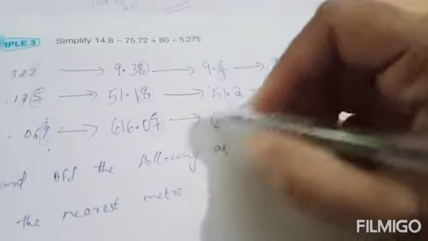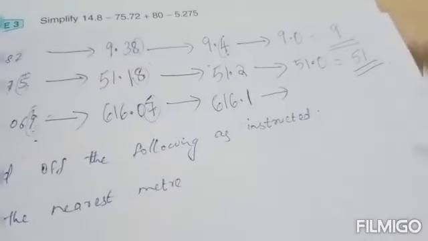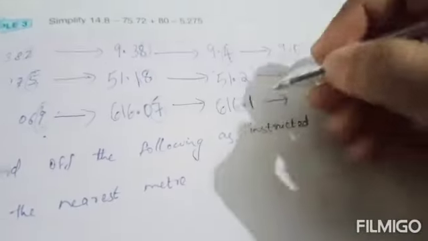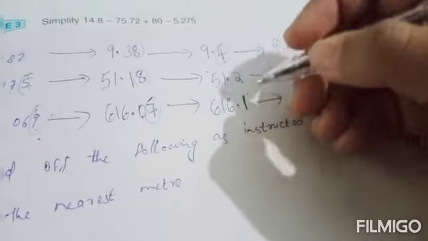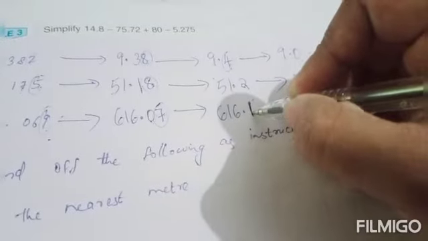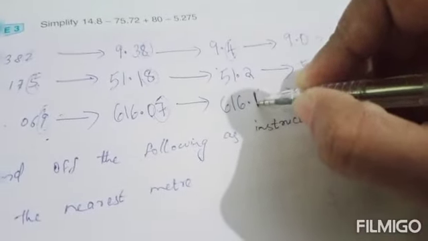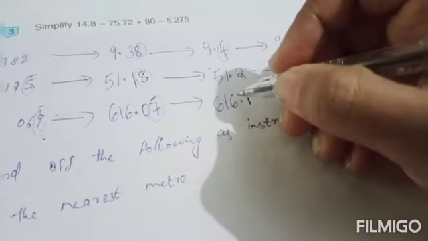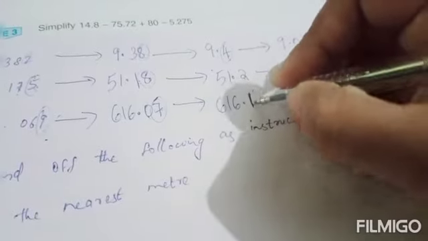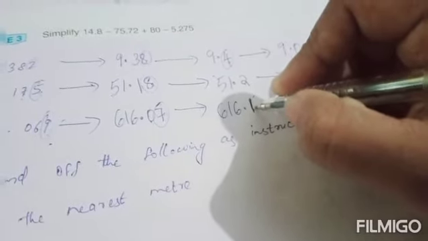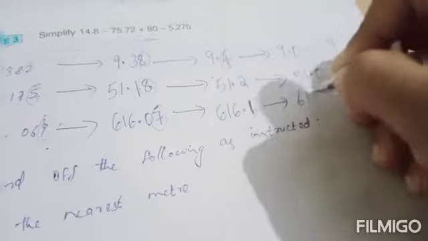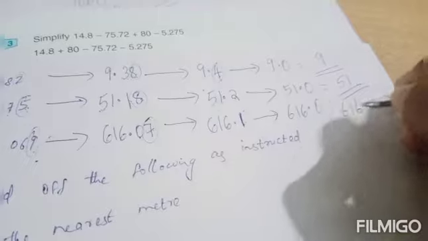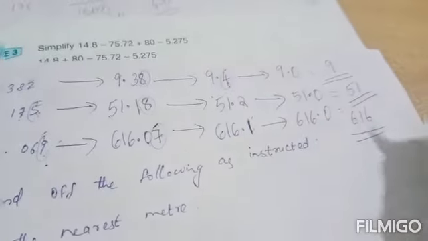Okay, now 616.1 you need to round off to the nearest whole number, that is, to the nearest ones. See the digit at the tenths place: 1 is coming. 1 is less than 5. So what to do? The ones place digit, no need to change that. Replace the tenths place digit by 0. So you will get 616.0, that is 616. So this is the answer.